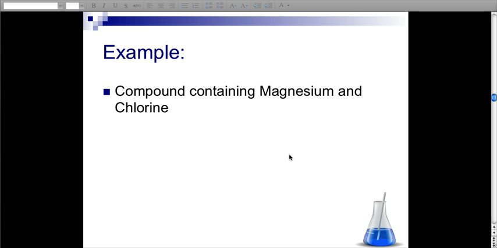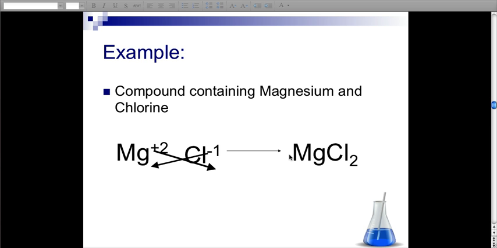So for example, a compound containing magnesium and chlorine. Magnesium has a +2 charge, chlorine has a -1 charge. You crisscross the oxidation numbers and you get MgCl2. The 1 goes down here, indicating there is only 1 magnesium, 2 indicating there are now 2 chlorines.